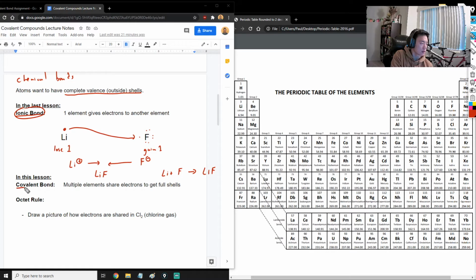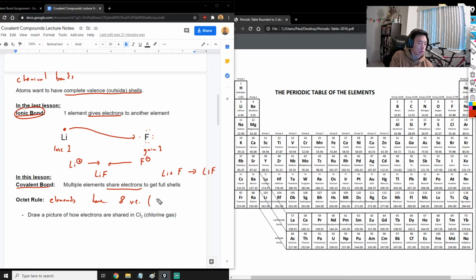Today we're going to be talking about something called covalent bonds though. In covalent bonds, instead of giving electrons, multiple elements are going to share electrons to get full shells. Now what does that mean? Before we talk about that, we're going to talk about something called the octet rule. The octet rule is basically a general rule that we can use for covalent compounds. Basically we want to make sure that elements have 8 valence electrons. We just want to make sure that every element in a covalent bond molecule, most of the time, has 8 electrons.